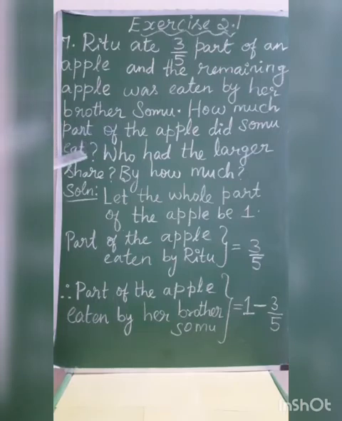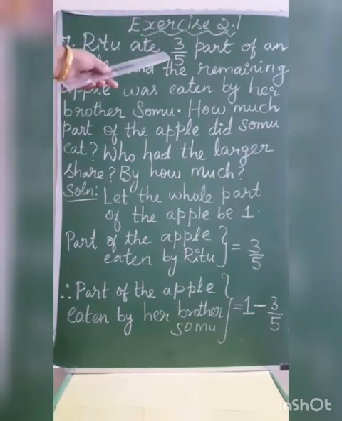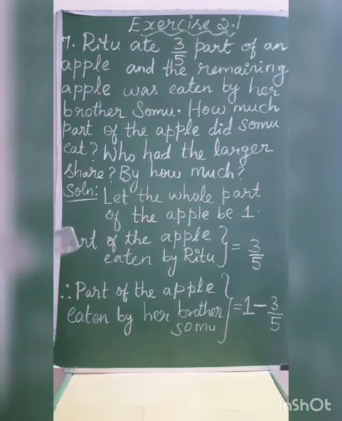Okay, we find out this one. And the second, we find out who had the largest share. So we compare the two fractions, 3/5 and the one more that we find out, and we find the answer: who had the largest share, and by how much. By how much means the difference between the two fractions, 3/5 and the other fraction. Somu's part is what? So we compare these two, find the larger part, and find the difference between the two shares.